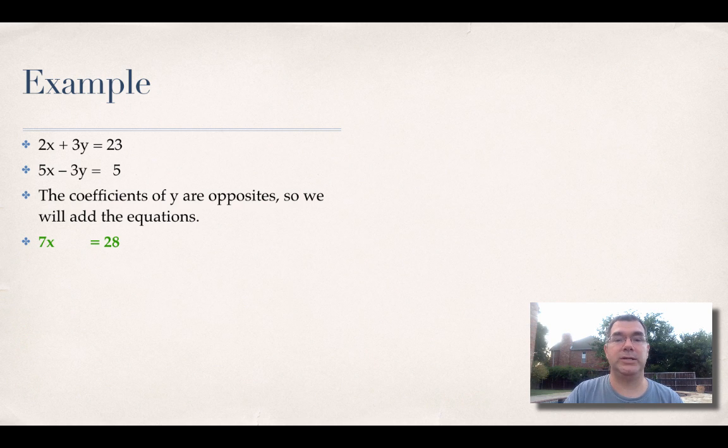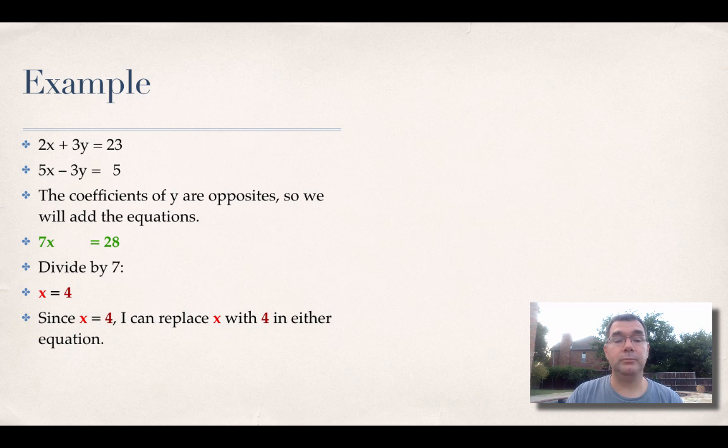And now that's a whole lot easier to solve because there's only one letter there. And I need to do a simple division to do that. If I divide both sides by 7, the 7x becomes an x and the 28 becomes a 4. So my x value is 4. So now I have half of my solution. I have the x, I just need to figure out the y.